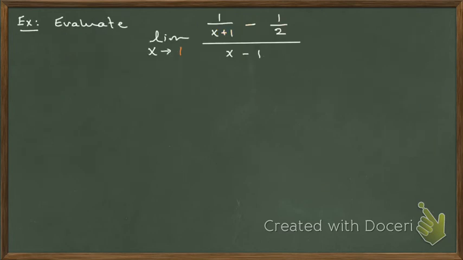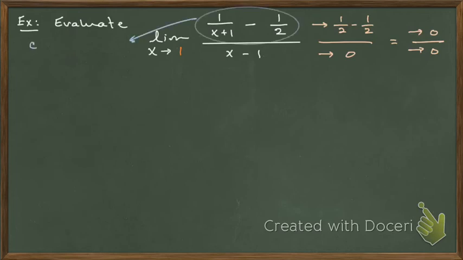I want to evaluate this limit as x approaches 1, and I've got this compound looking expression, fractions inside fractions, 1 over x plus 1 minus 1/2 over x minus 1. All right, so again, try to direct substitute. First thing we do every time. If you want to try to work ahead, feel free to pause and see how far you can get. I try to plug in 1. I get 1/2 minus 1/2 over 0, 0 over 0. So again, this indicates that I can try something else. I can do more. So I'm going to rewrite things here.